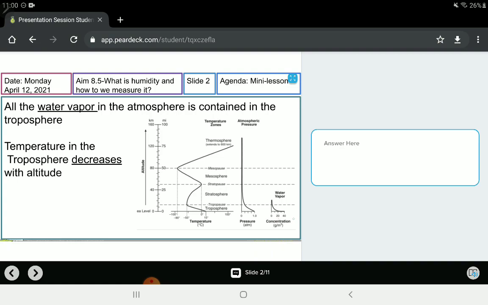So as you go to the right, we have higher concentrations of water vapor. As you go to the left, there is less. So as you move up in altitude, after you leave the troposphere, there is actually no water vapor in the atmosphere beyond there. And you should also know that temperature in the troposphere decreases with altitude. So if you look at our temperature gauge, as you go higher in altitude, your temperature decreases.